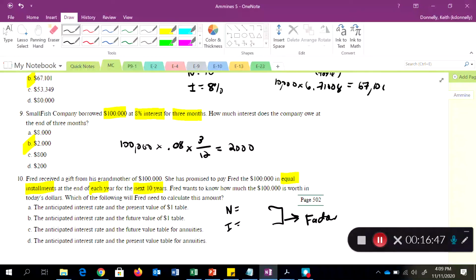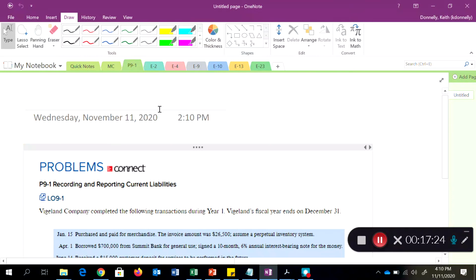Well, in this case, for 10, looking at it here, we know the number of periods in this case is 10 years, but we can't get the factor until we have the interest rate. But we don't have the interest rate. So what this would mean is it's going to be D. So we would need the interest rate. Then once we got that, we would need the value from the present value table for annuities.